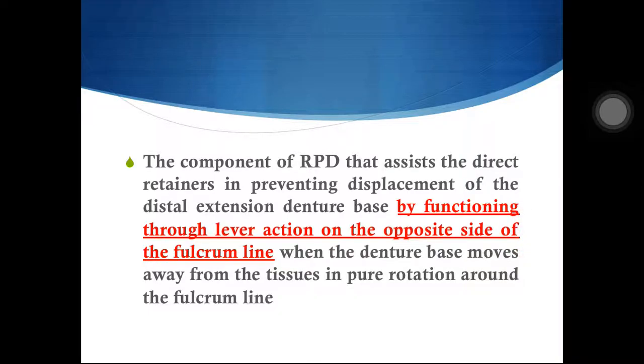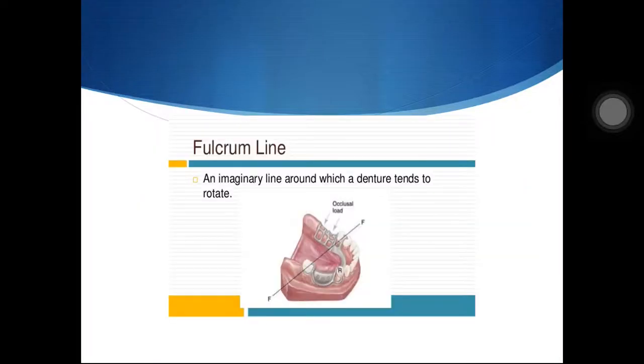Now, we all know that distal extension denture bases are basically those dentures which we also classify as Kennedy's class 1 and class 2 dentures, and in some cases class 4 Kennedy's class dentures as well. So, fulcrum line is basically an imaginary line that passes through the most distal abutments of the patient and around which a denture tends to rotate.